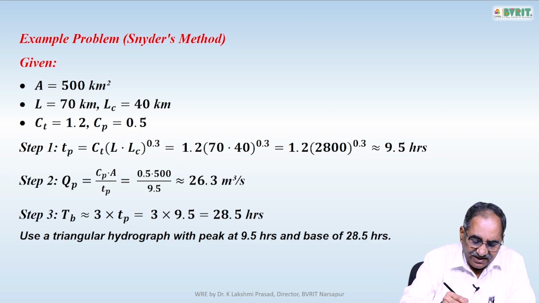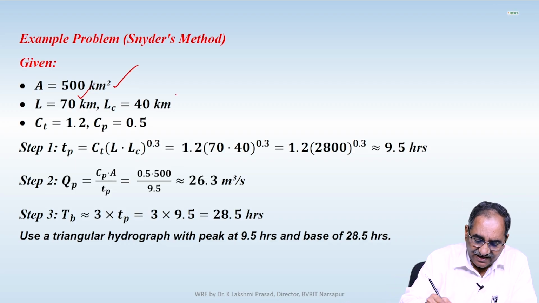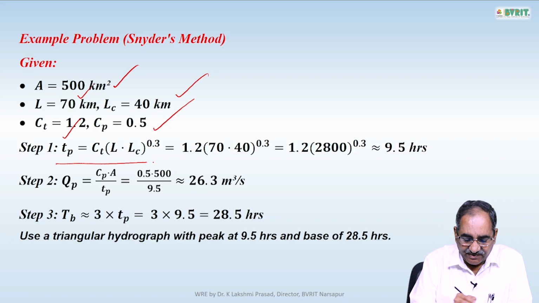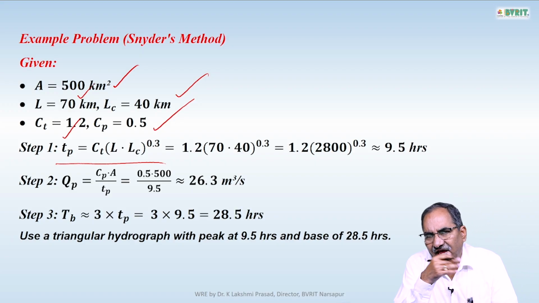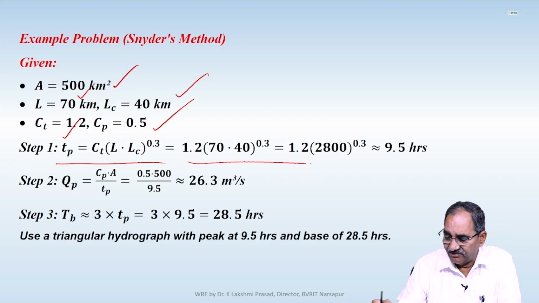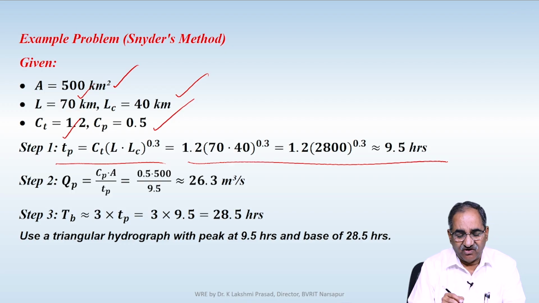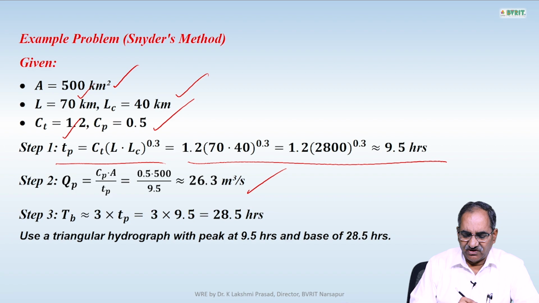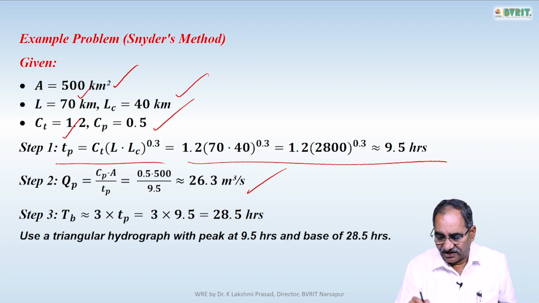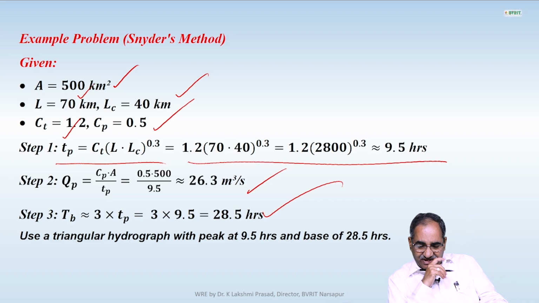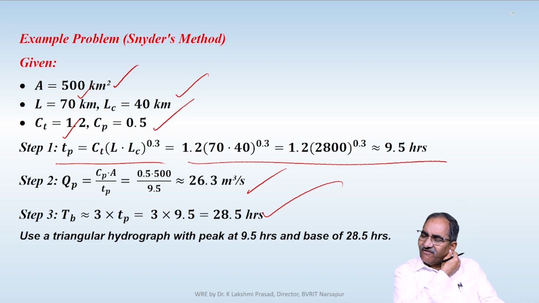If I take a problem, where area, L, Lc, Ct, Cp, every data is given. First, time to peak Tp is equal to Ct into (L into Lc) whole to the power of 0.3, the same thing I found out. Then Qp is equal to Cp into A by Tp. Then finally, base width is equal to 3 times this Tp. So use a triangular hydrograph with a peak at 9.5 hours and a base of 28.5 hours.